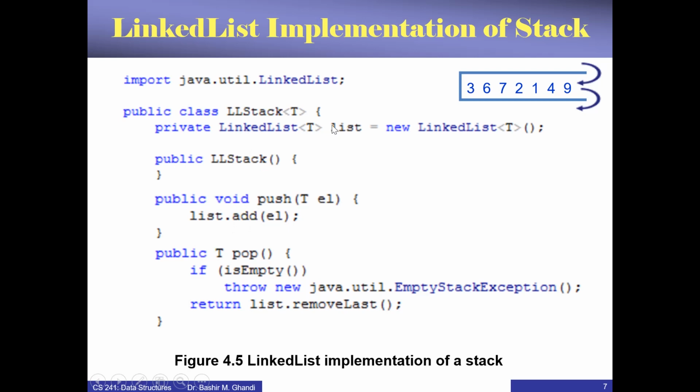Of course, when you are creating your list, you will create a DLL object: DLL of type T list equals new DLL. When you come to remove the last element, you will have to use the method available in your DLL. We don't have remove last, but we do have remove from tail. So it is a very similar method you need to call to implement our own stack using our own doubly linked list.